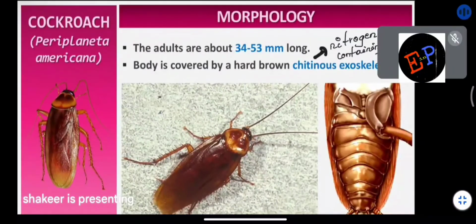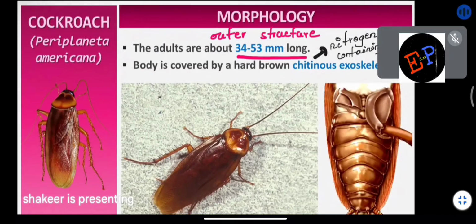Morphology. What is meant by morphology? Outer structure. Outer structure is called morphology. Okay. Already he said that it is 0.6 centimeters to 7.6 centimeters long, so one more data he is giving. Adults are about 34 to 53 mm long, that is 3.4 centimeters to 5.3 centimeters long.